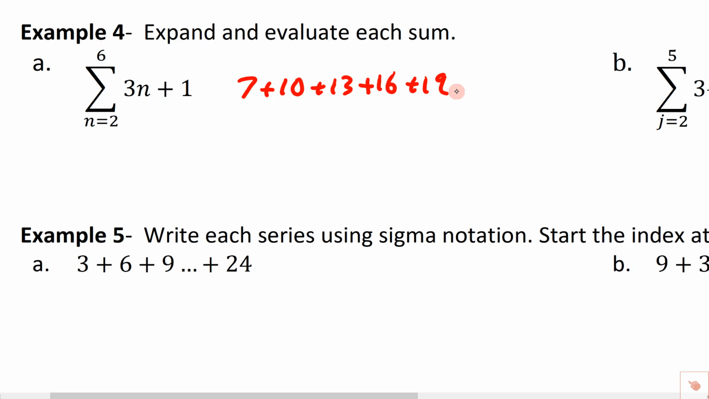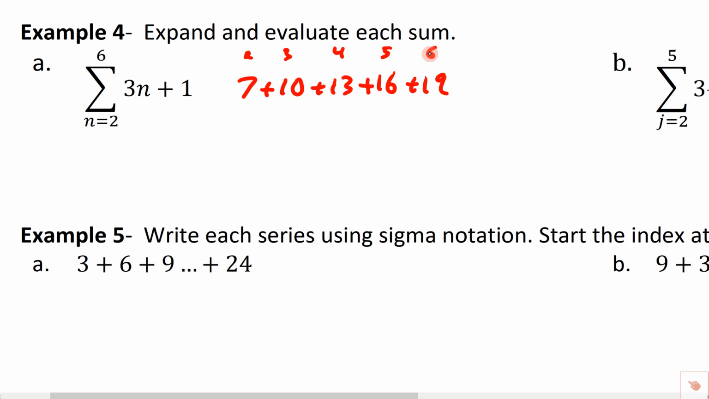Now, just to double check, hold on one second. I did a 2, a 3, a 4, a 5, and a 6. I actually have 5 terms in this expanded form of this series. Everybody clear where we got those? Dane, we clear where we got those? Yes. Okay, it says write it in expanded form and evaluate each sum.